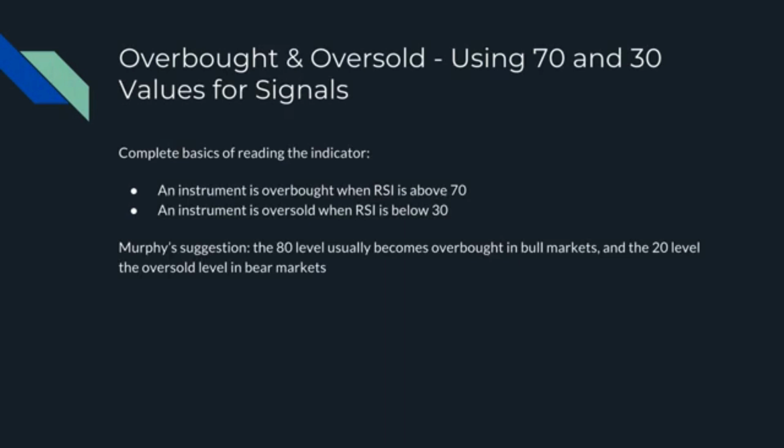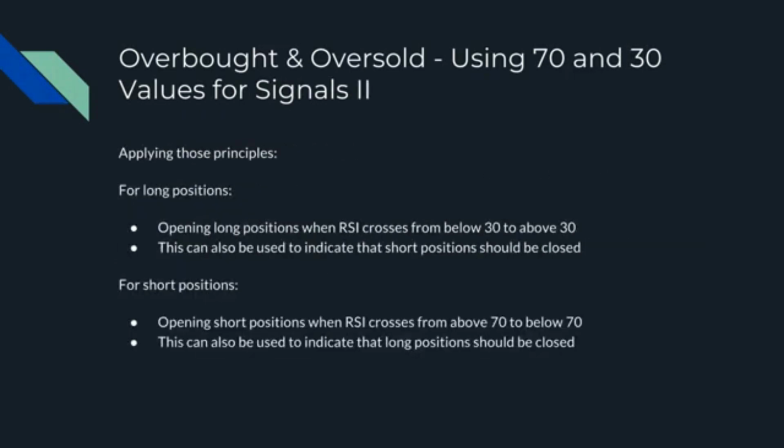Most people don't. It's fine. It's just something to be aware of, perhaps adjusting the threshold depending on the market. So now that we know about these 70 and 30 levels, how do we actually use them to generate trading signals? If you want to go long, it makes sense to open long positions when the RSI crosses from below 30 to above 30.